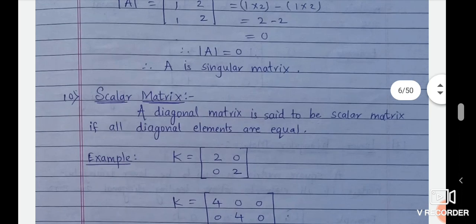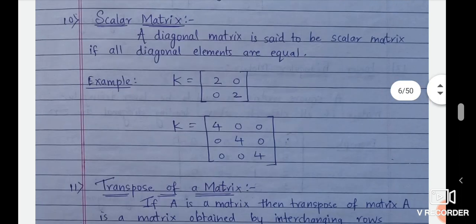Next is scalar matrix. Scalar matrix is also a type of diagonal matrix only. Okay, but in a scalar matrix all the diagonal elements should be the same, they must be equal. So I have taken an example. In the first example you can say all the diagonal elements are 2. In the second example all the diagonal elements are 4. Okay, so that is a scalar matrix.